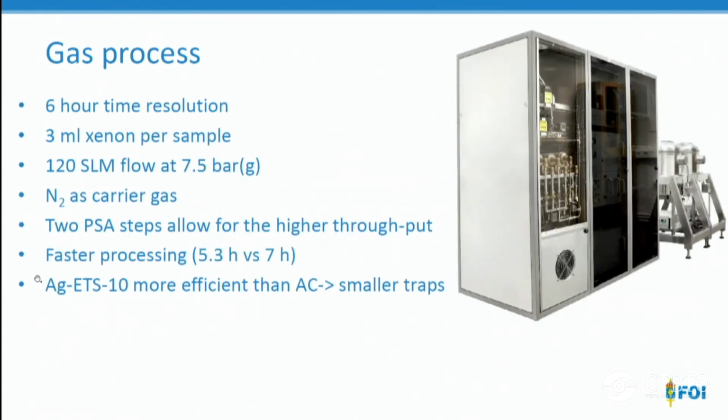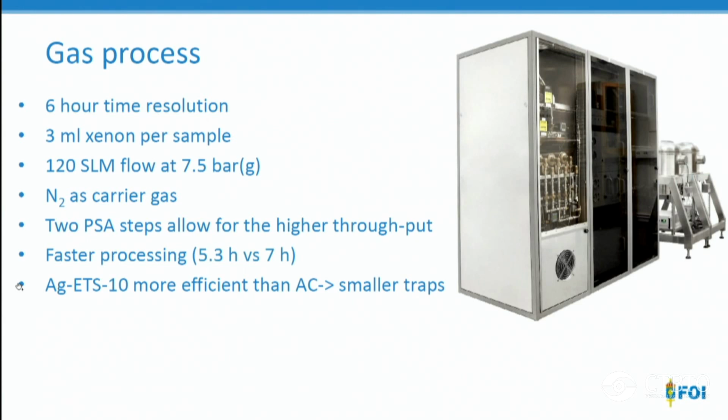Like that. So the gas process is now 6-hour time resolution. We produce more than 3 milliliters of xenon per sample per 6 hours. The airflow is 120 standard liters per minute flow at 7.5 bar, with nitrogen as carrier gas. And also the processing is faster.